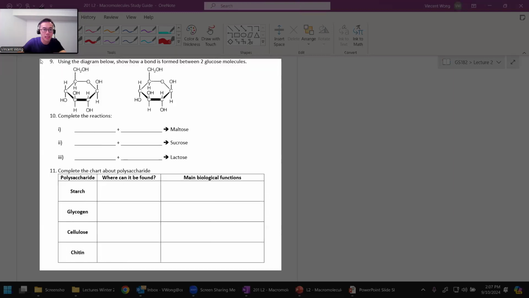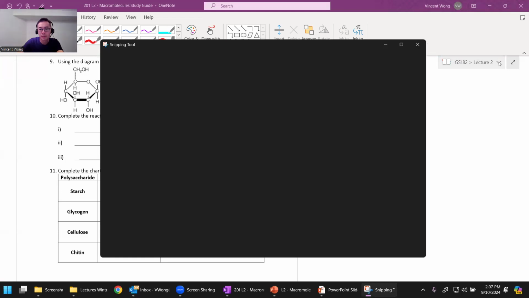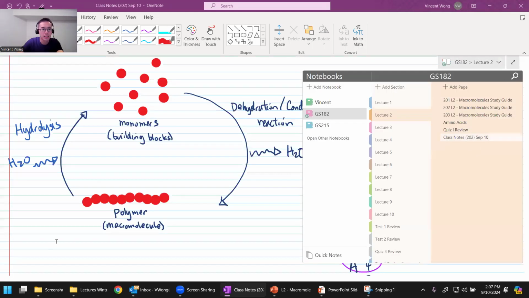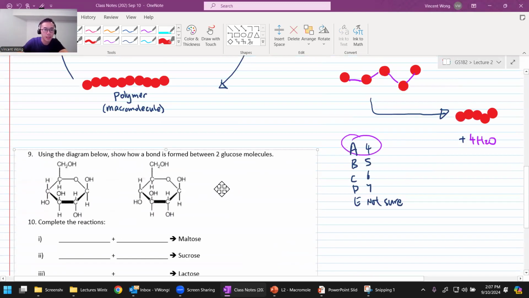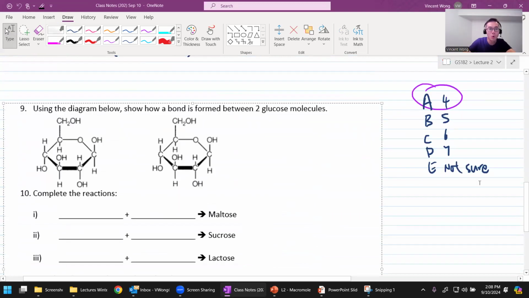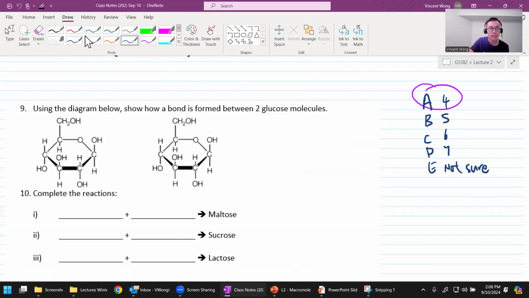It's in your study guide. Hopefully you printed it out. If not, you can easily just copy these as we go on. Okay, so using the diagram below, show how a bond is formed between two glucose molecules. So that's a glucose molecule, that's a glucose molecule. And if you want to join molecules together, we have to do, let me write down the name for you again, it's called dehydration synthesis.